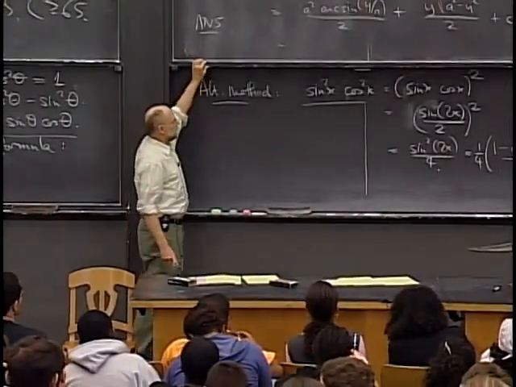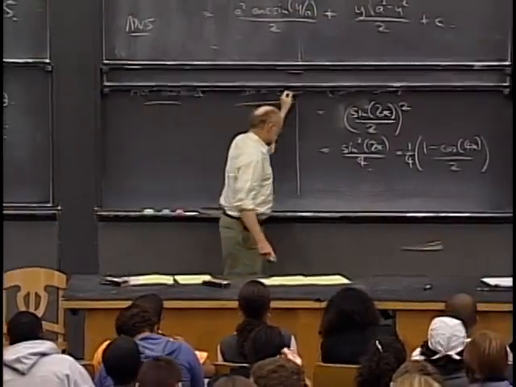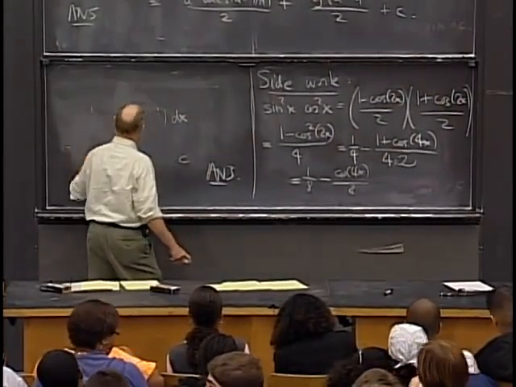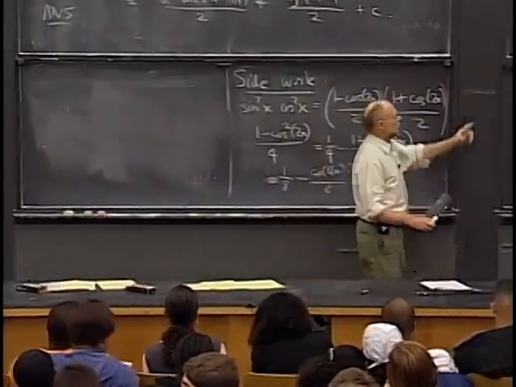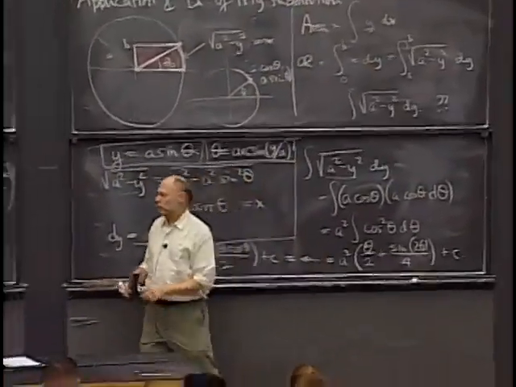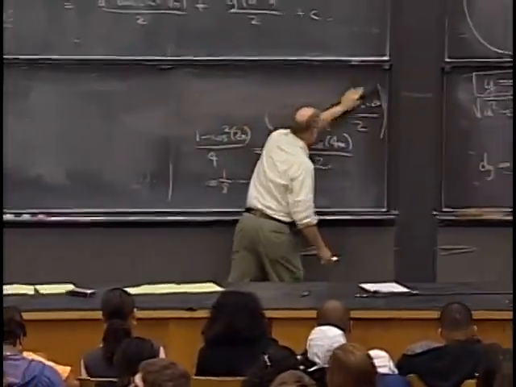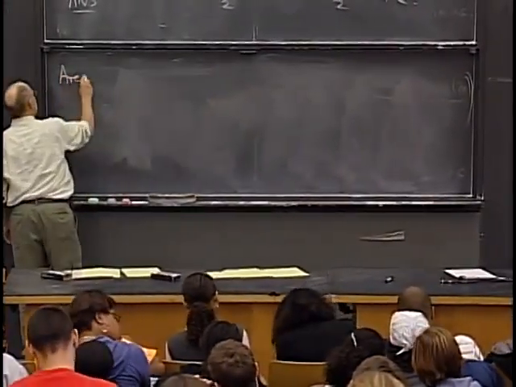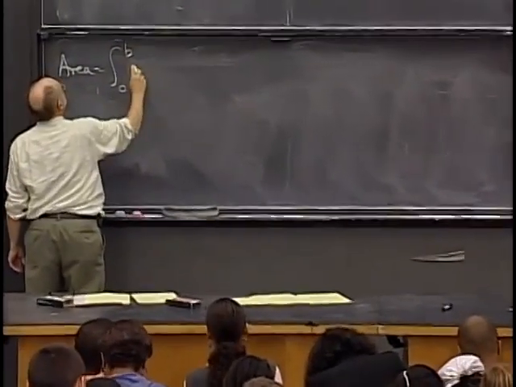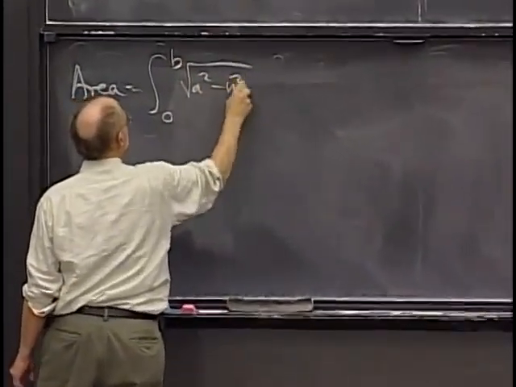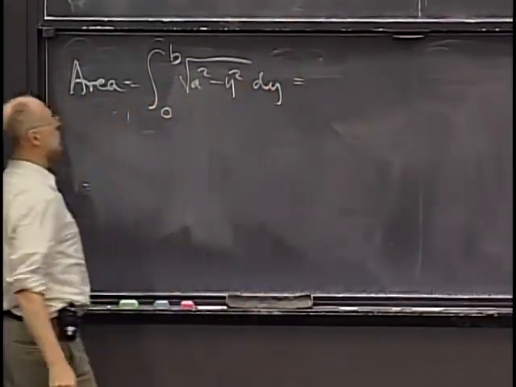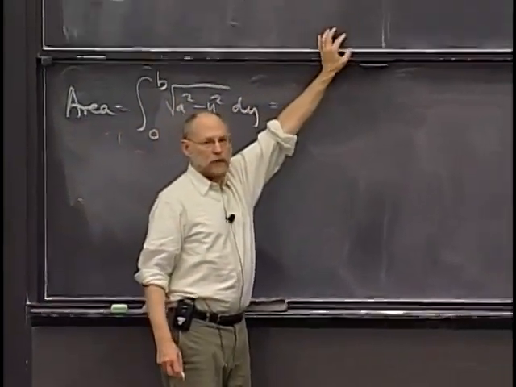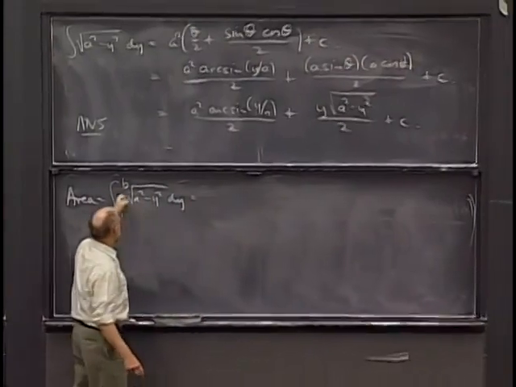I'm still not quite done with the original problem that I had, because the original problem asked for a definite integral. So let's just go back and finish that as well. So the area was the integral from 0 to b of this square root. I just want to evaluate the answer that we came up with, this indefinite integral, at 0 and at b.